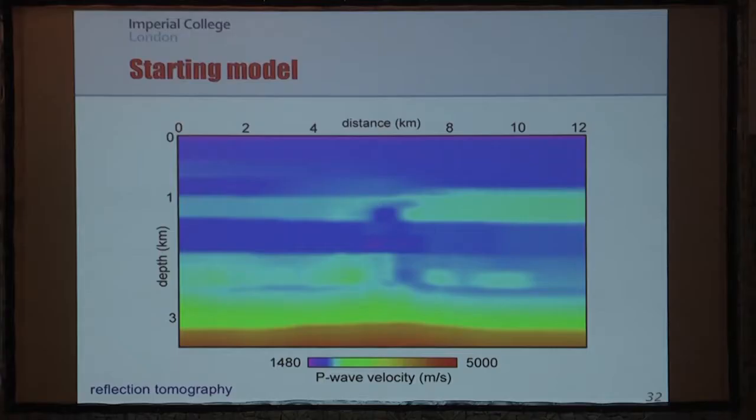The next thing I need is a starting model. This shows a vertical slice through this 3D starting model. The starting model was made from travel time tomography. It's more or less a one-dimensional model, so the background model is one-dimensional. This is the top chalk, so you can see this anticlinal dome. This is the gas cloud sitting in the model. And apart from the gas cloud and this anticline and one or two other features that are possibly artifacts, it's a fairly one-dimensional model. So the travel time tomography has generated that model.